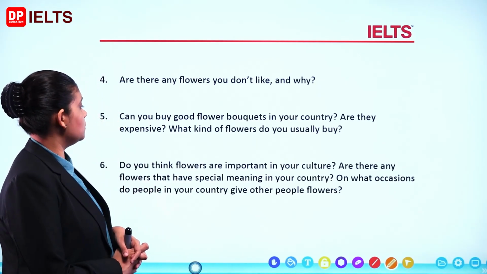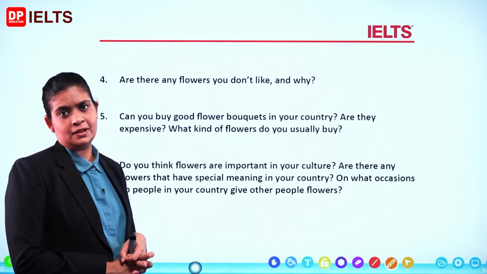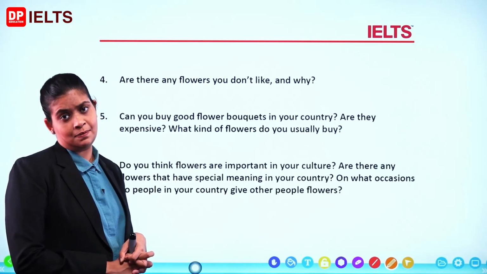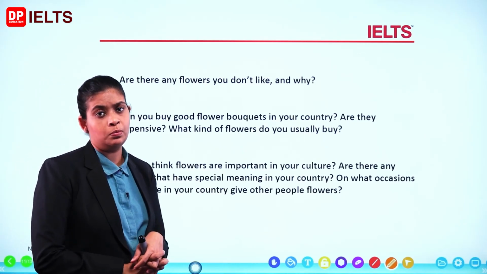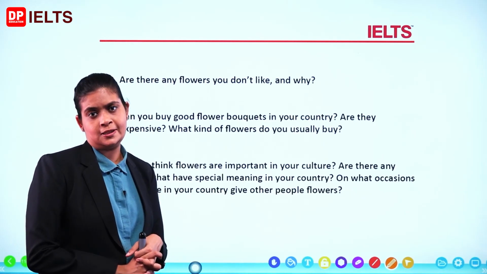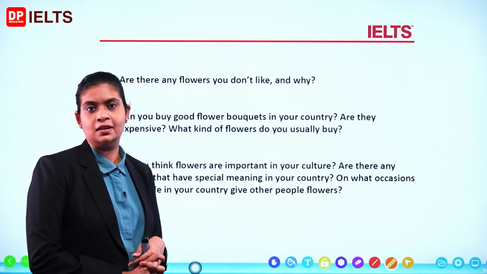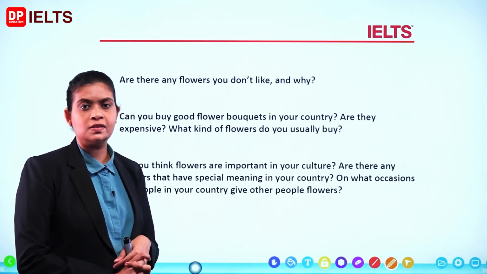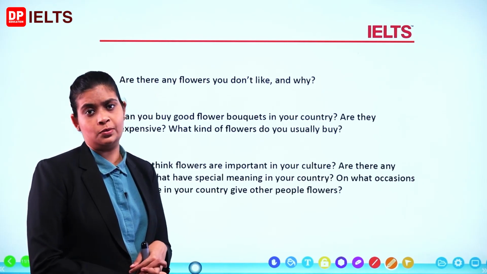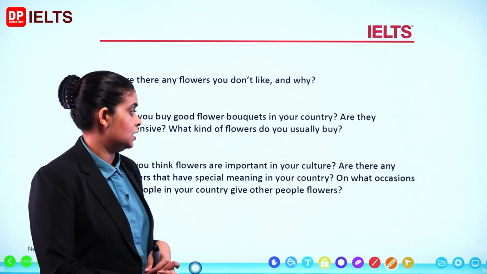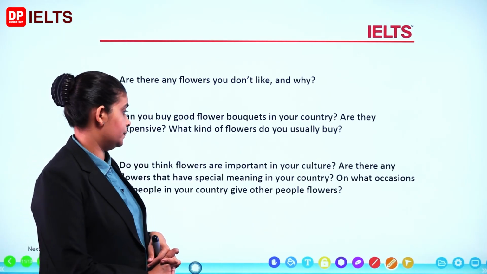Do you think flowers are important in your culture? Yes, it is. I mean, especially in the Buddhist culture, it is important. The reason is lots of Buddhists worship Lord Buddha using flowers. And then, of course, the Hindu culture also has that. They worship their gods using different types and colors of flowers, like, you know, Ixora and other flowers. So, I think it is important in the Sri Lankan culture.